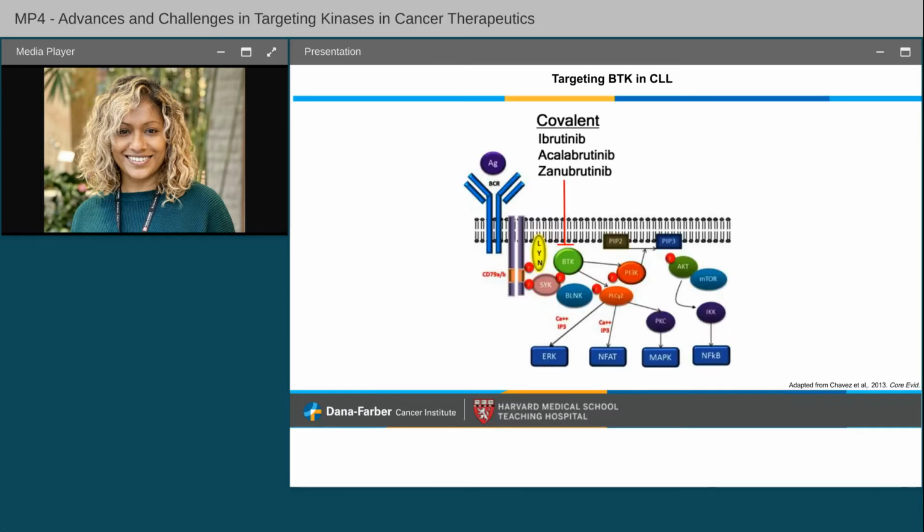So this led to the development of non-covalent BTK inhibitors. These were designed to bind to BTK without relying on the C481 site, thus providing options for those patients that have progressed with the BTK C481S mutation. So we have a few in preclinical development, and two of these, pirtobrutinib and nemtabrutinib, are currently in clinical trials.